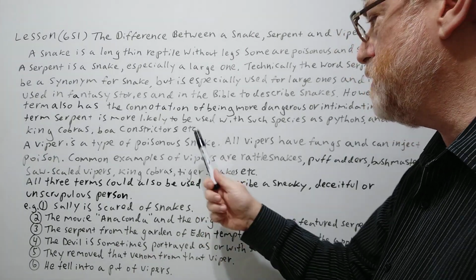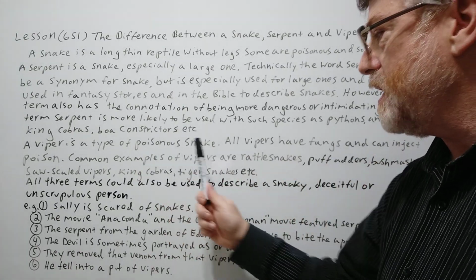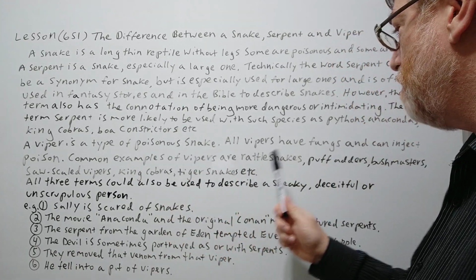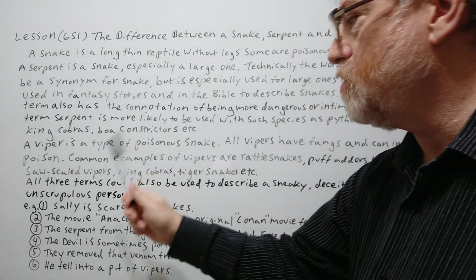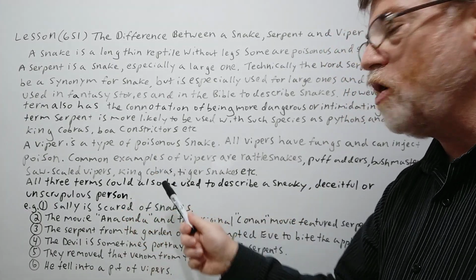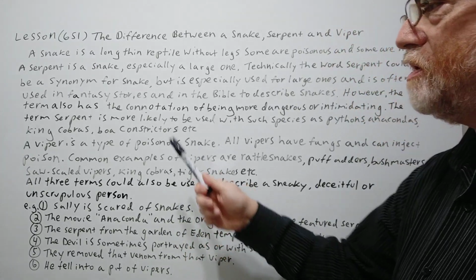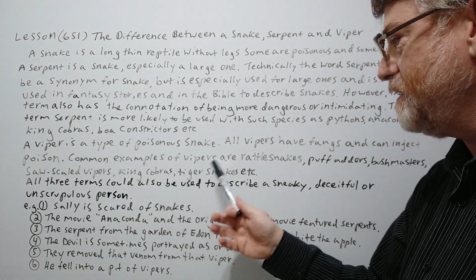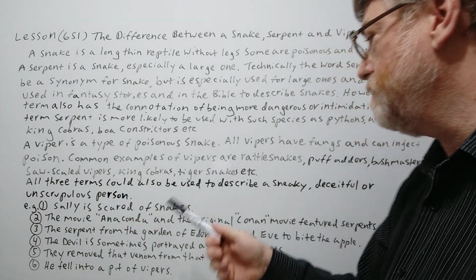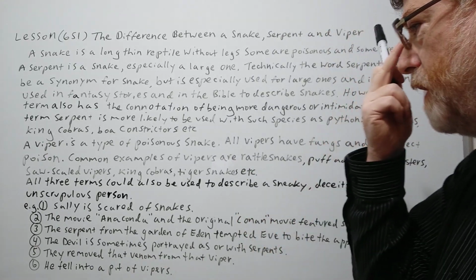All right, so a viper is a type of poisonous snake. All vipers have fangs and can inject poison. Common examples of vipers are rattlesnakes, puff adders, bushmasters, saw-scaled vipers, king cobras. Now, this is a good example because the king cobra can be considered both a viper and a serpent. It's very, very large, and it's also very poisonous. Tiger snakes, etc.